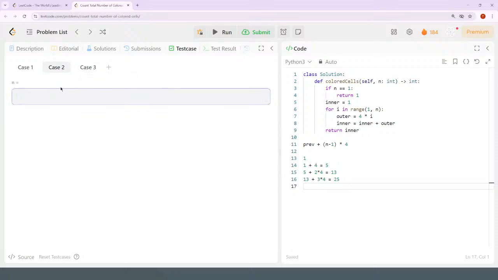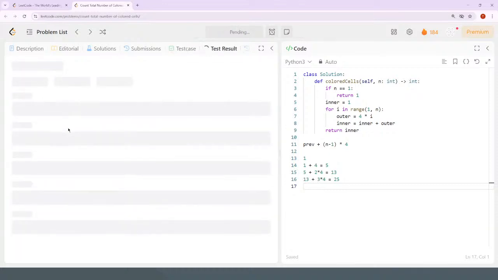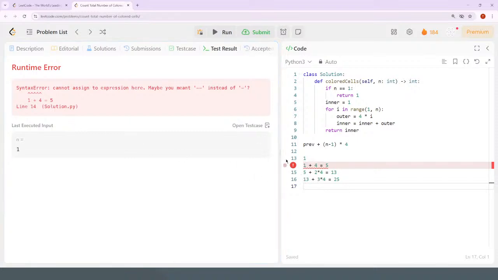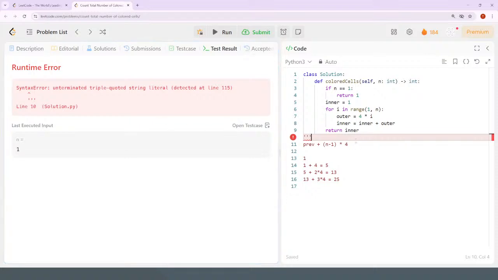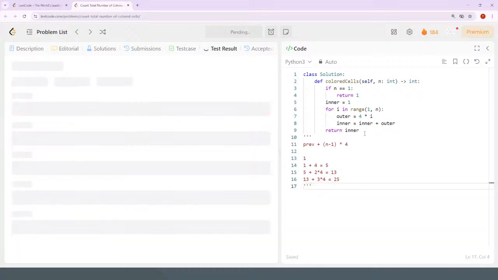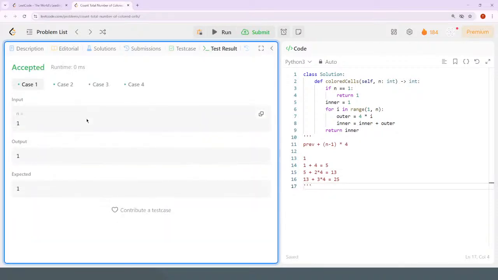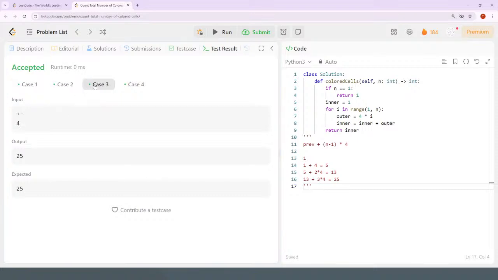Alright, let's just do 3, 4, and 5. 3 is 13, 4 is 25, next one should be 41. 25 plus 4 times 4 is 25 plus 16, which is 41. Okay.